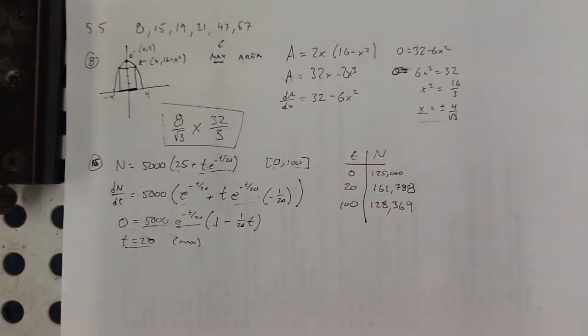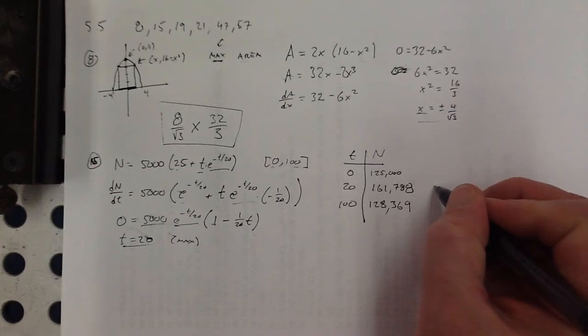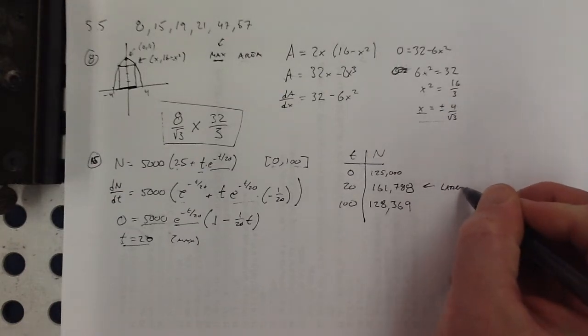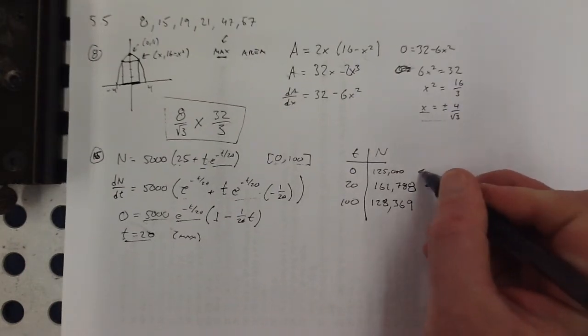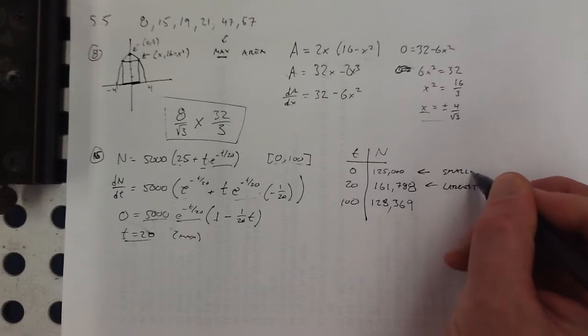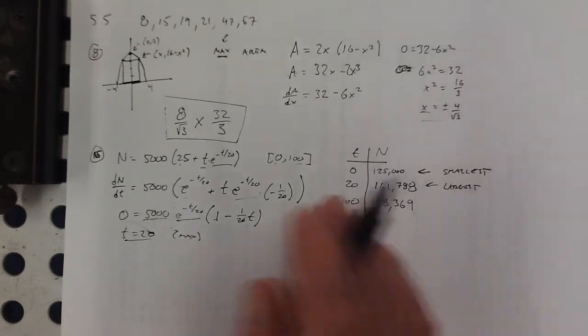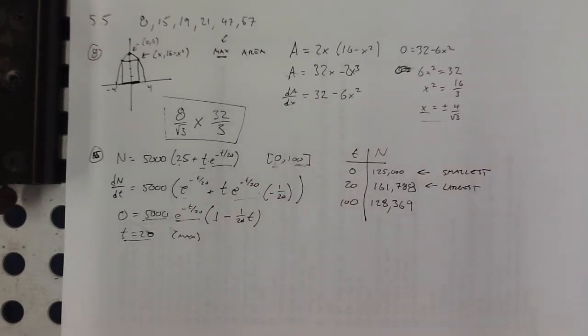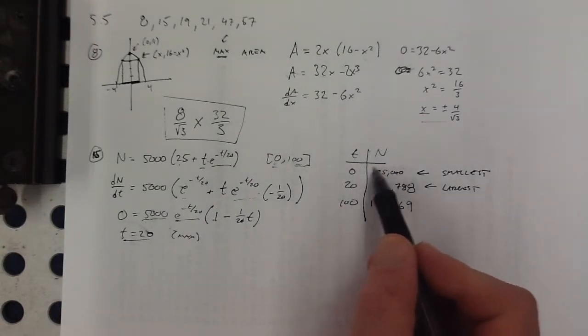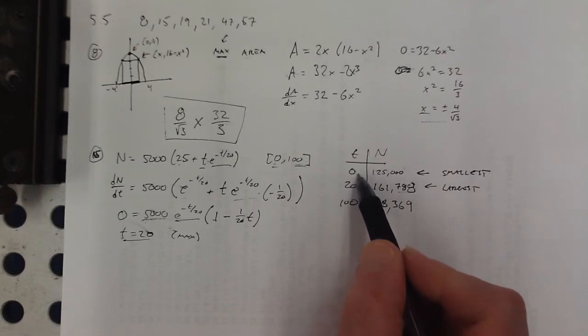All right, so let's see. What are the questions I'm supposed to answer here? A, find the largest and smallest number of bacteria. Here's the largest and smallest. So notice, like in our closed interval problems in section 5.4, we're reporting this number, not those numbers.